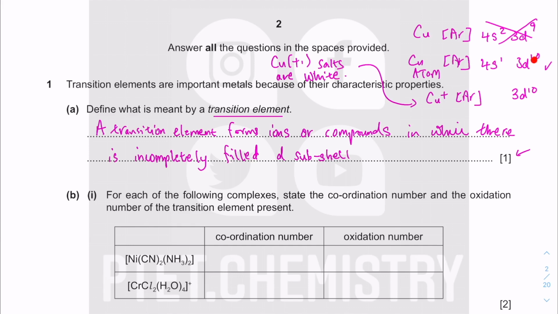Okay, so these are not being asked here, but I thought it would be quite interesting to recap AS, not A2, AS electronic configuration, and to talk about the different oxidation states of copper in A2 as well, and also in AS.